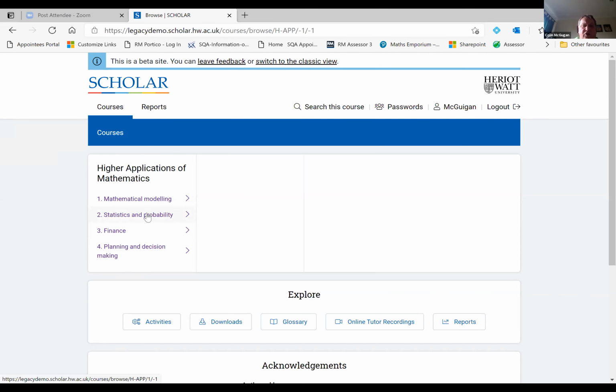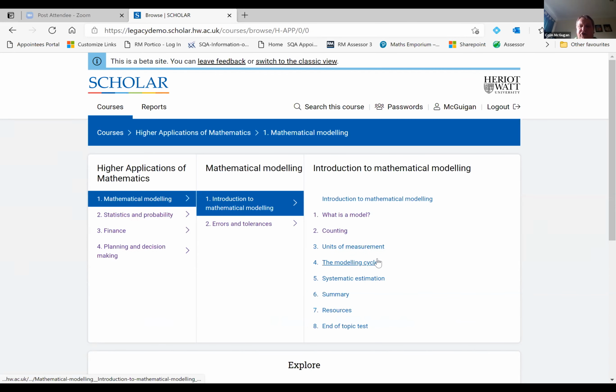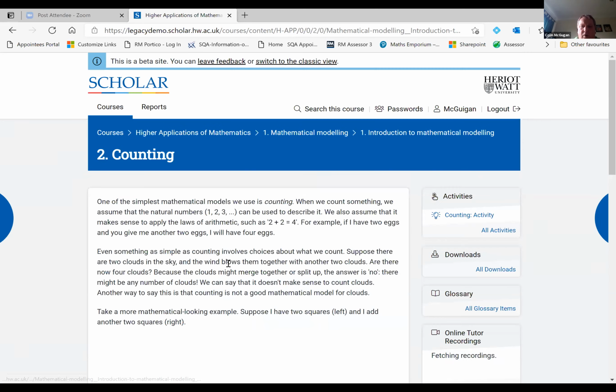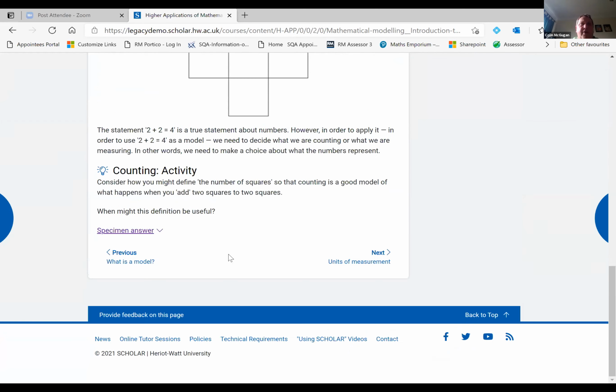Now, if we go to, for example, our mathematical modelling, we can see there we've got the introduction to it, and we can see all the different parts of it. We can see that there's about counting. So one of the questions I've not actually done yet was about daffodils and about estimating, but unfortunately not going to have time for it.